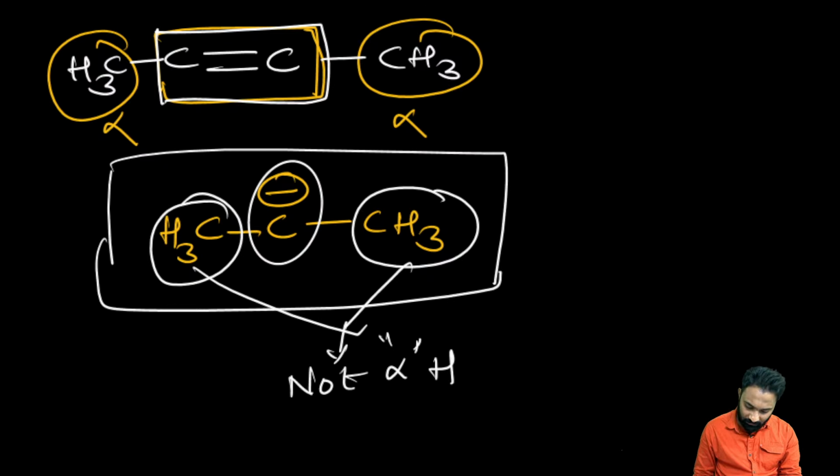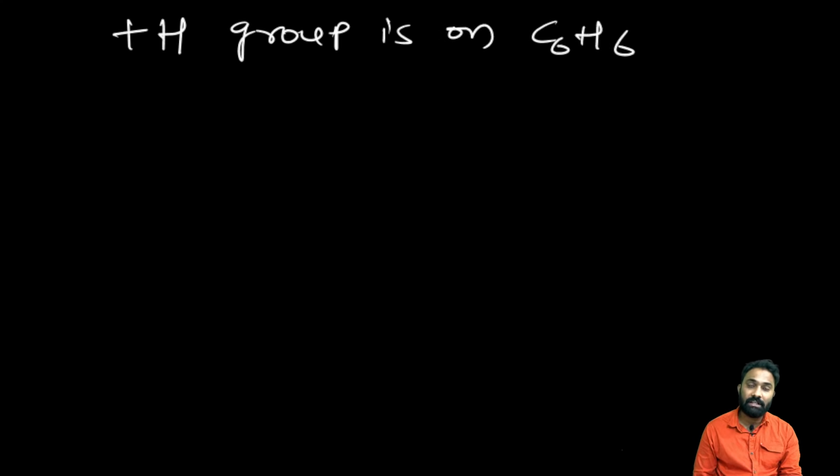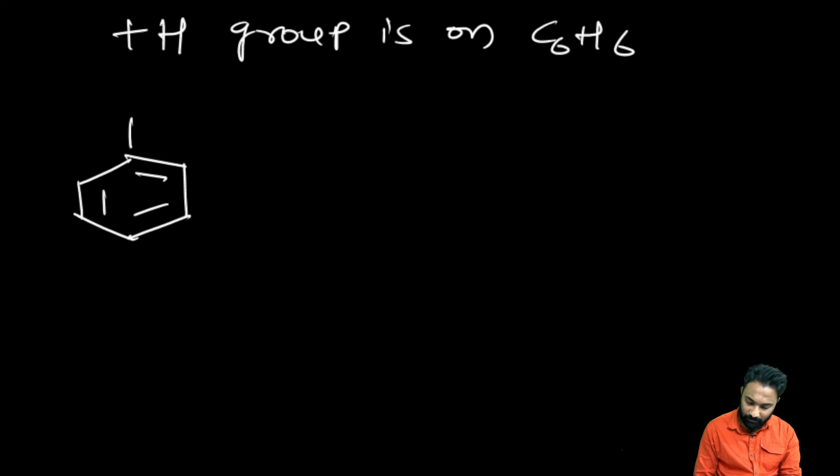Now we'll see how, if any plus H group is on benzene, the electron density will be increased. The best example of a plus H group is CH3. Now this is one plus H group. Now how will it increase the electron density at the ortho and para positions on the benzene? Now we'll see. This hydrogen will show what? Non-bonding resonance. How will the non-bonding resonance be there?